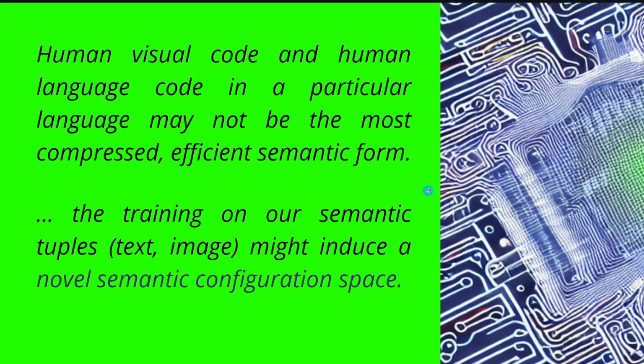If you generalize this idea, you might say the human visual code and the human language code in particular, our sentences, our words, may not be the most compressed, efficient semantic form to describe an object, to describe a situation. And the training on our semantic tuples that we provide in a two-dimensional plane as an image and a text accompanying the image might induce in a supercomputer a novel semantic configuration space, what we also call the representation space or the latent space or hidden space or whatever you might like to call this, if you think about the schematic algorithm of Stable Diffusion or of LDMs, of latent diffusion models.